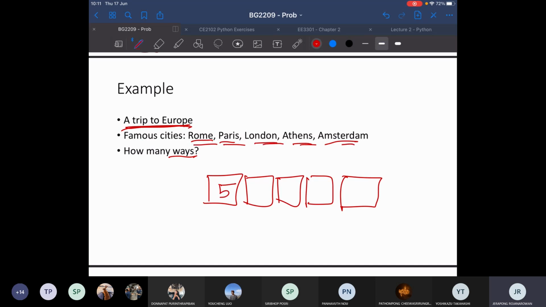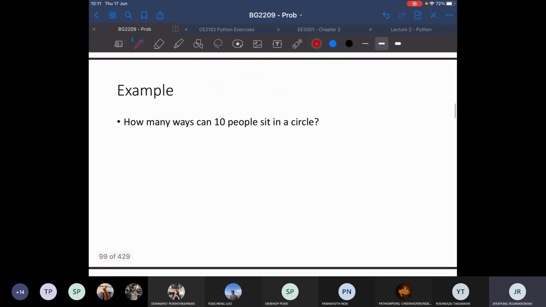So it's going to be 5 here. Once you visit, let's say Paris, you have 4 left, so you visit 4 here. Suppose you visit Amsterdam already, then you're going to have 3, 2, 1 like that. So it's going to be what? 5 factorial. Okay, so far so good about factorial, right?